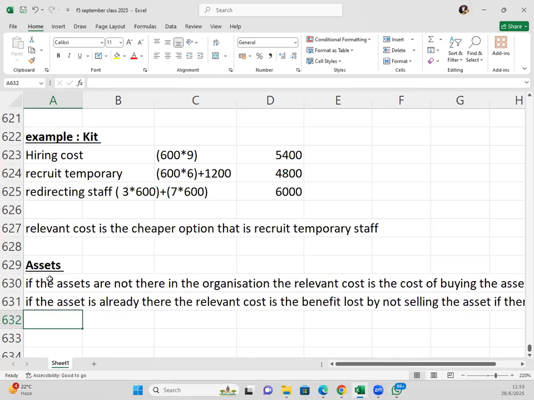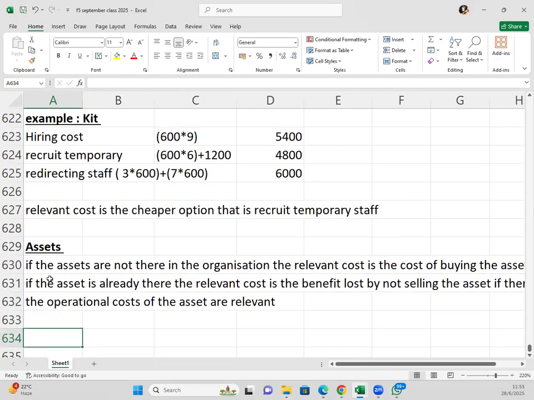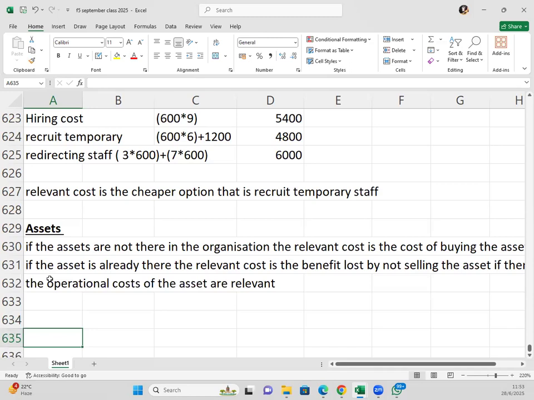But costs such as depreciation are not relevant. So remember, depreciation is not a relevant cost. It is a non-cash flow cost. Then the operational costs of the asset are relevant. To operate the assets, there might be cash flow costs that you have to incur. So those costs are relevant. So if the asset can be sold, the benefit we could have enjoyed by selling, that is a relevant cost.